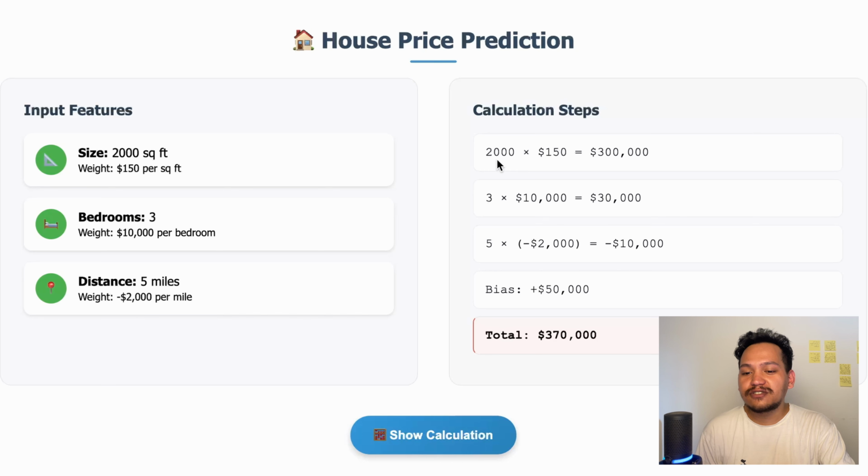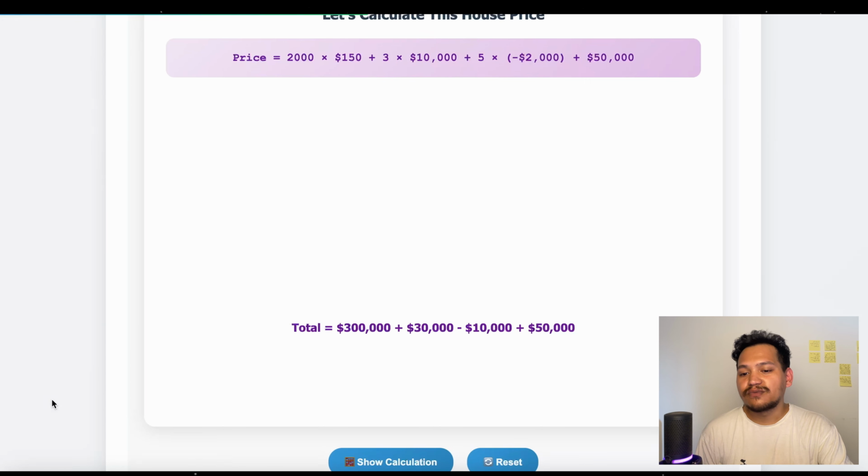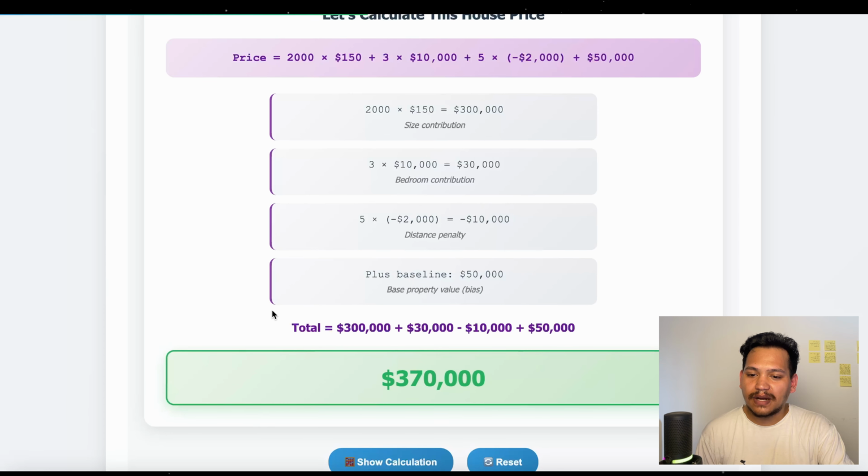Now our neuron needs to learn how important each of these factors is. From looking at lots of house sales data, it might learn each square foot adds about $150 to the price. Each bedroom adds about $10,000 to the price. Each mile from downtown subtracts about $2,000 from the price. Plus there's a baseline price of $50,000. These numbers, $150, $10,000, $2,000 and $50,000, are what we call the weights and biases.